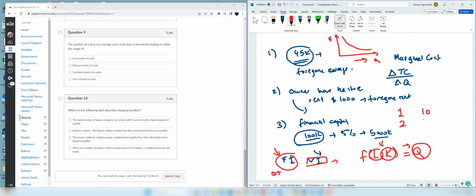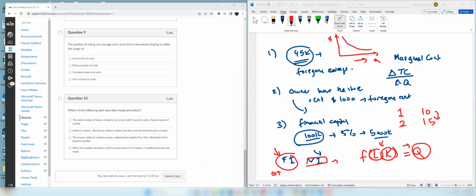If you hire 2 workers, total product turns out to be 15. The additional output produced by the second worker is 5, and that represents the marginal product of the second labor. So given this definition, the right answer is the last one. When the number of bakery staff increases from 2 to 3 bakers, 5 additional loaves are made.